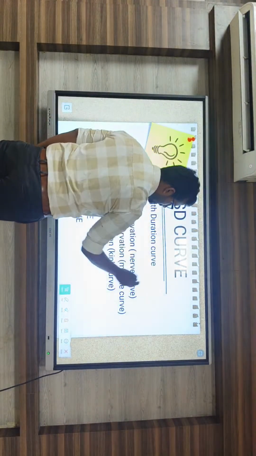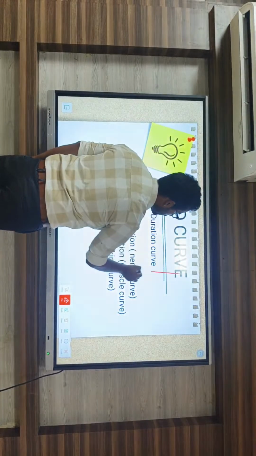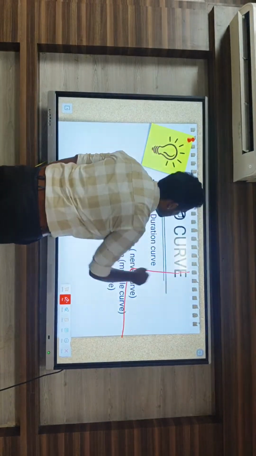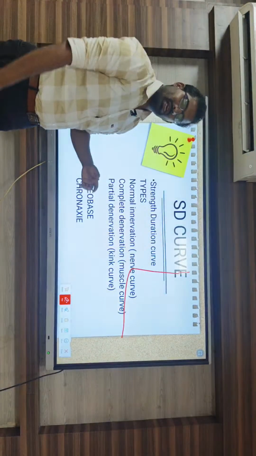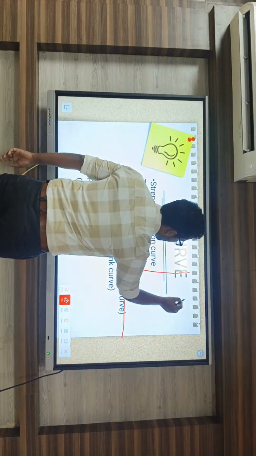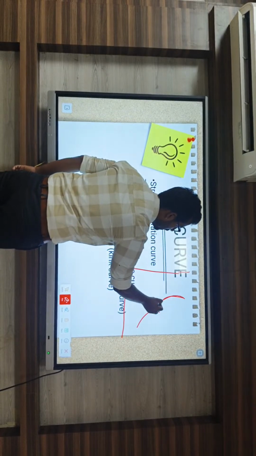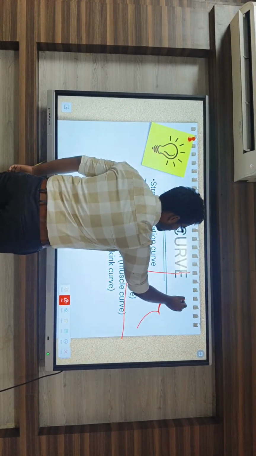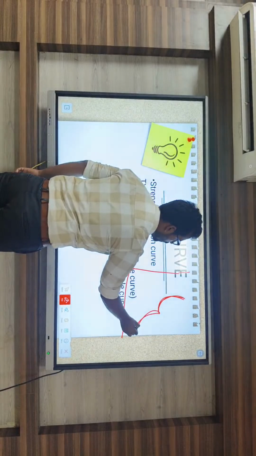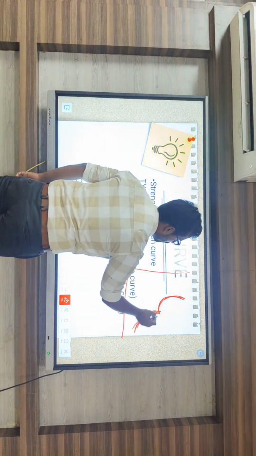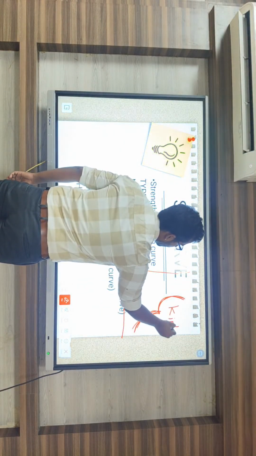The next one, partial denervation. Partial denervation means some amount of the nerve supply is properly intact and some amount of the nerve groups are improperly intact. The curve looks like this. This is the proper supply of the nerve fibers over the muscle, and this is the improper supply over the muscle group. So this is known as the kink curve.